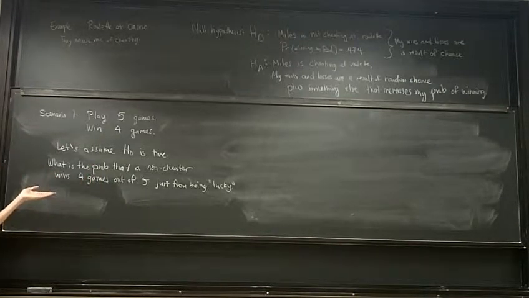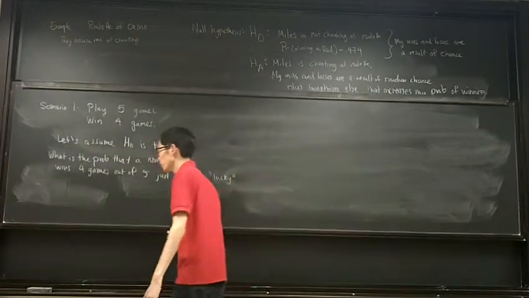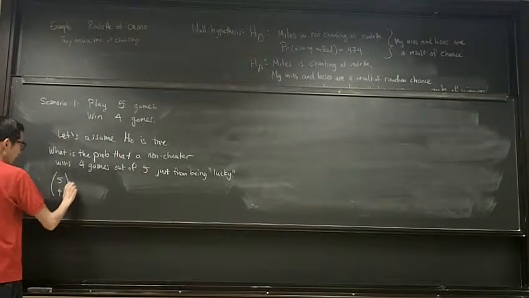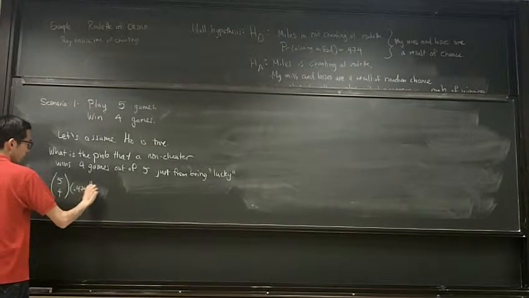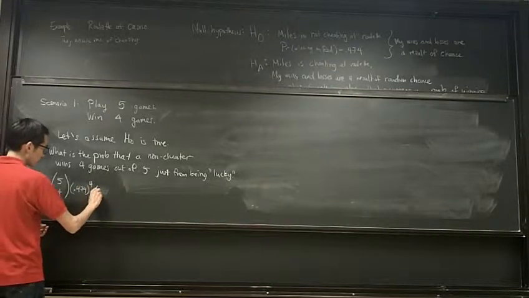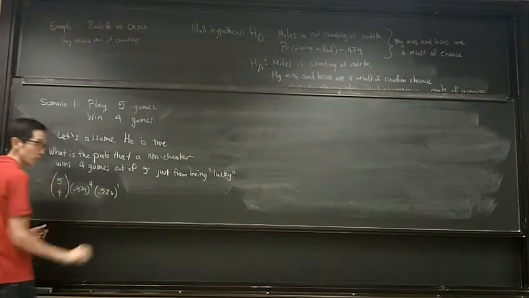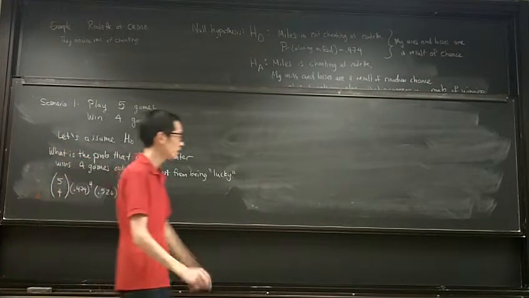Can we answer this question? This would be a binomial problem, right? Binomial, and we would answer this question, and we would say 5 choose 4, 0.474 raised to the 4th, and 1 minus 0.474, which is 0.526 raised to the 1. Okay, this would be the probability of winning exactly 4 out of 5 games.